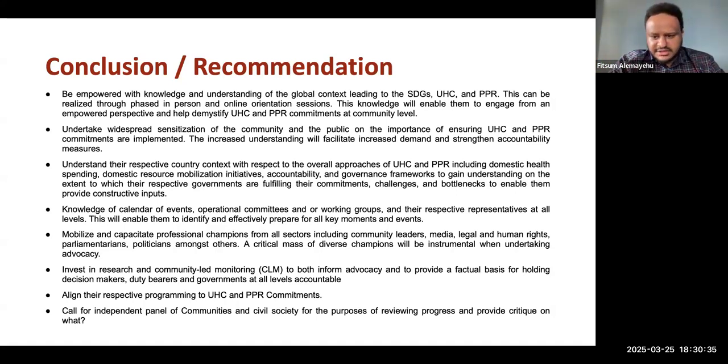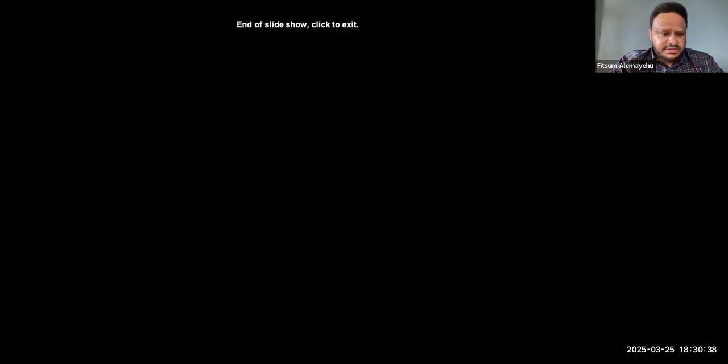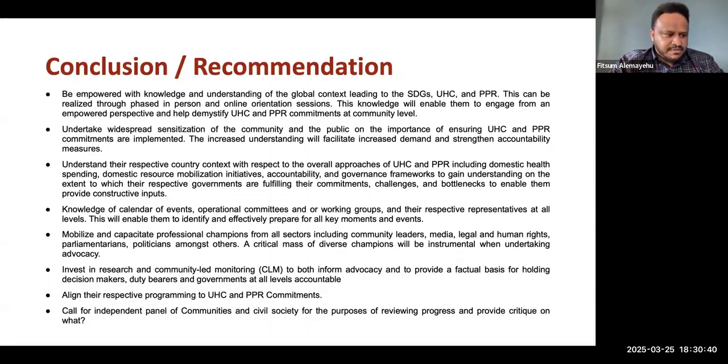We need also very much to understand respective country contexts. This is very important. Oftentimes, we tend to forget contextualizing the needs at community level, not just at national level. We need also to be very much aware of the different programs and approaches we have at national, regional, and global level, so communities can mobilize themselves and provide inputs needed to address policymakers. Mobilize and capacitate professional champions, community leaders, and such, whereby everybody is oriented on the demands, the needs, and the way forward.